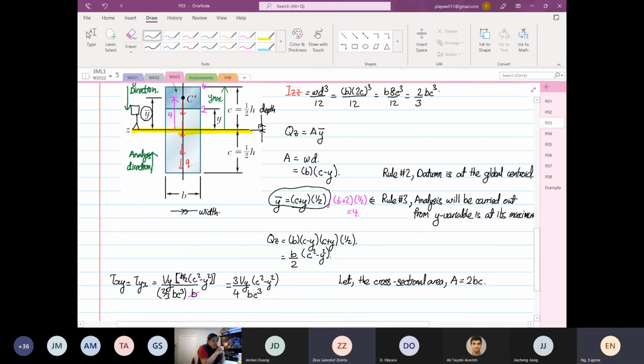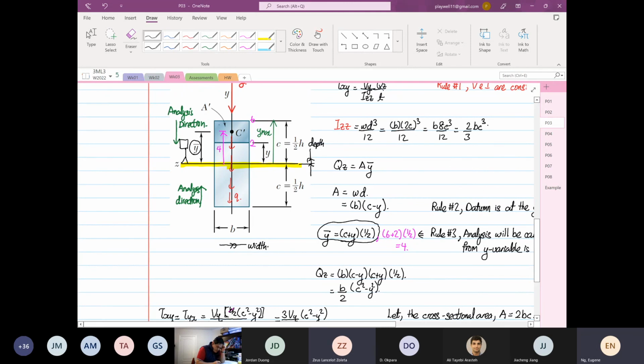Could you please explain the area again? Okay. So you want to find this area over here, right? So the width is b, right? The distance between here to here is equal to c minus y, right? Because this is c and this is y. Okay? Is that okay for you?